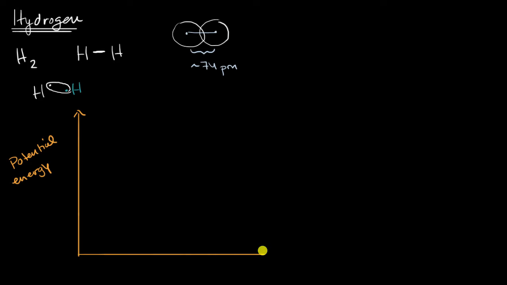And then this over here is the distance between the centers of the atoms. You could view it as the distance between the nuclei. And let's give this in picometers. Now potential energy, when you think about it, is all relative to something else. And so let's just arbitrarily say that at a distance of 74 picometers, our potential energy is right over here. I'm not even going to label this axis yet.